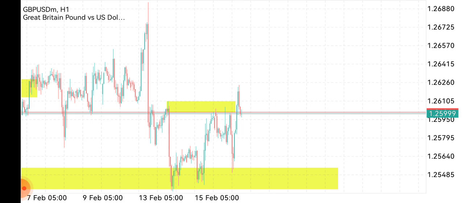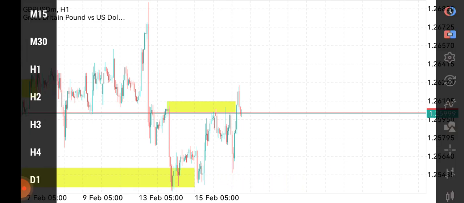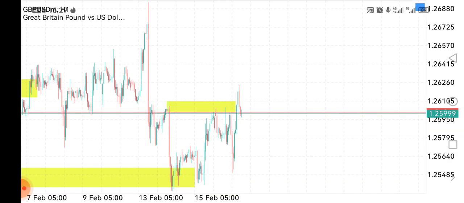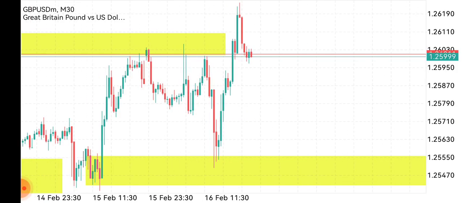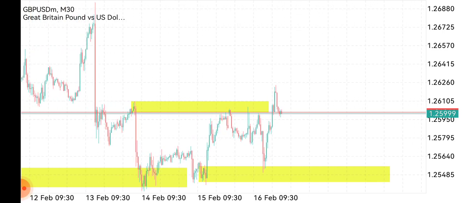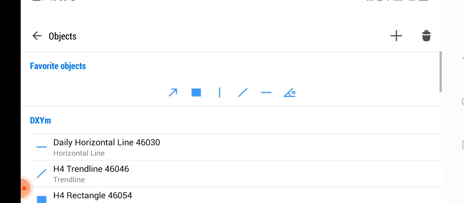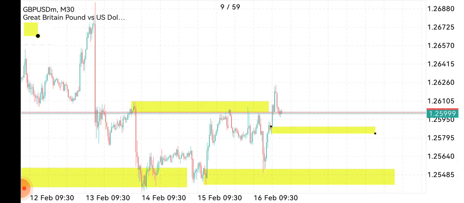So here I'm still looking for buys on GBP USD. This is the order block of this GBP USD. So which order block is responsible for that supply zone to be broken? Let's go to a smaller time frame like M30. On the M30 time frame, you can see this was an order block, nicely retested, and this is the one that is responsible for that one to be broken.